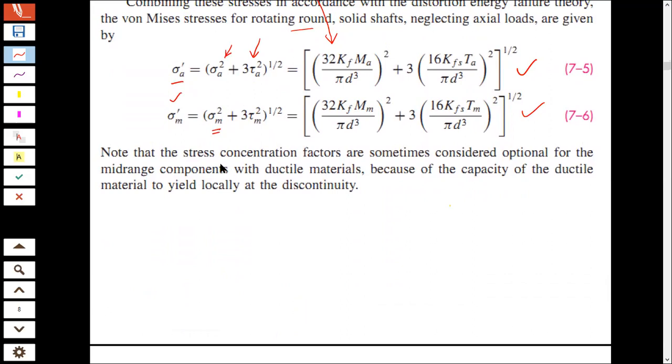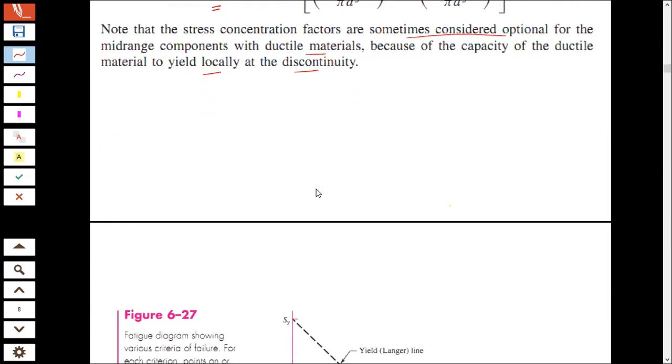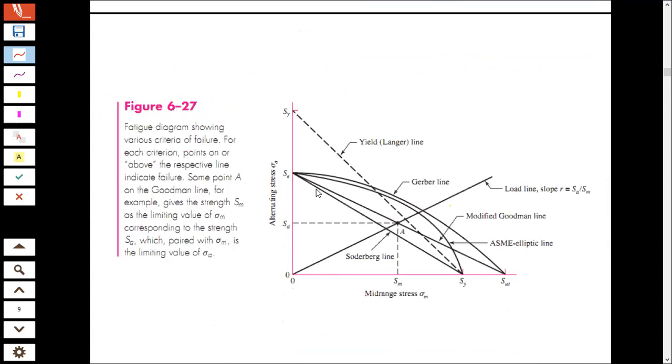Now, note that stress concentration factors are sometimes considered optional for mid-range components with ductile material. If the material is ductile, then some of the stress concentration factors will go away because of the capacity of the ductile material to yield locally at discontinuities. So you would not need that.